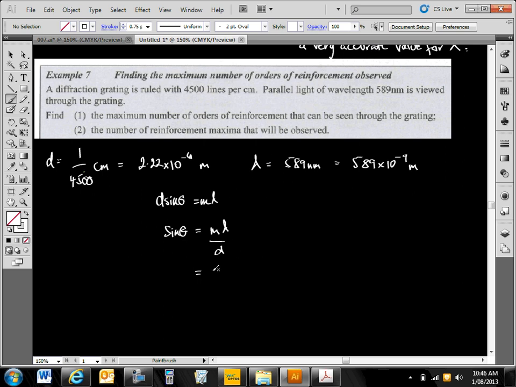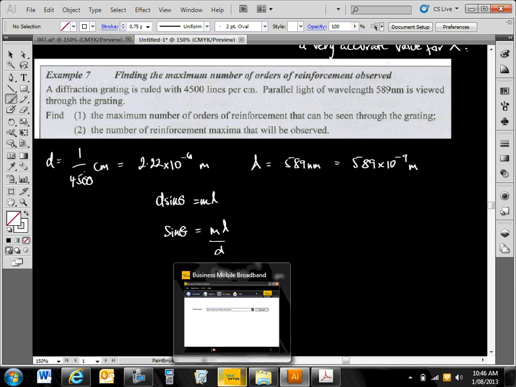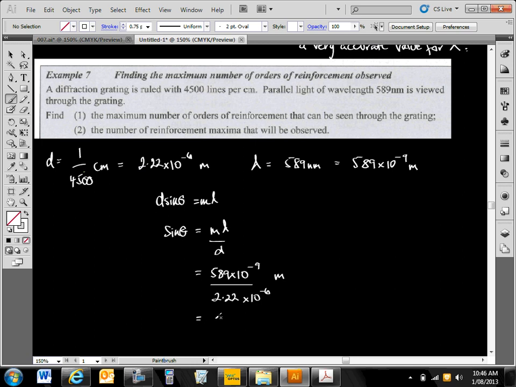Okay, so 589 by 10 to the minus 9 on our d, 2.22 by 10 to the minus 6 m, which comes out at 0.265. And remember, this is sine theta here.